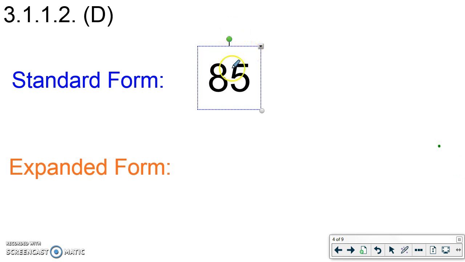All right, erase. Okay, you stretch 85 out into expanded form. Pause the video as you're writing it. Okay, let's stretch it out. 8 becomes 80 plus the ones place of 5. 80 plus 5 is the same as saying 85.